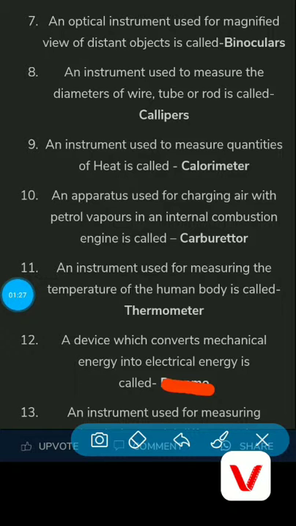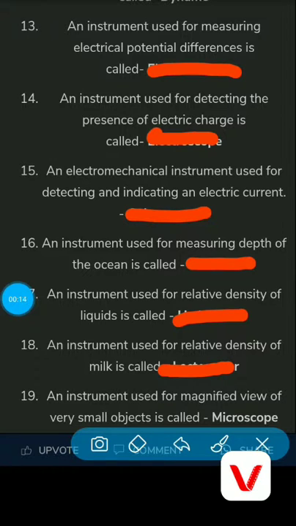I think everybody knows that answer. Question 13, an instrument used for measuring electrical potential difference is called an electrometer. Okay, don't confuse, the potential difference is measured by the voltmeter. Voltage is potential difference, and here electrical potential, so it's an electrometer.